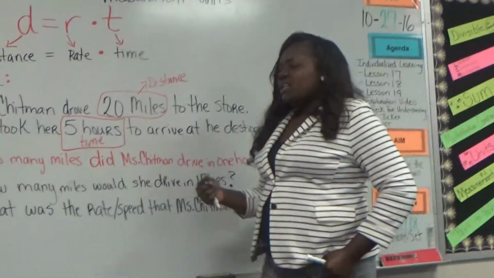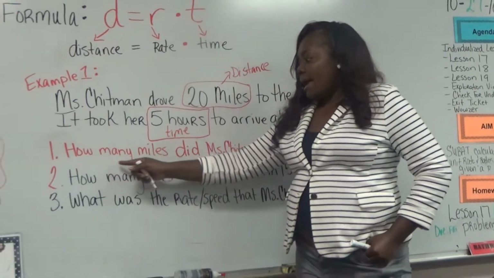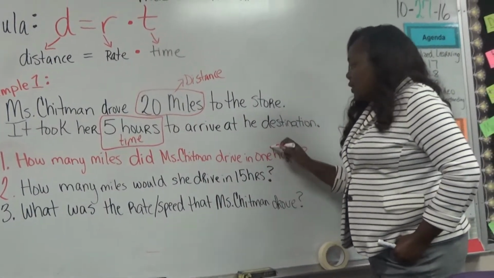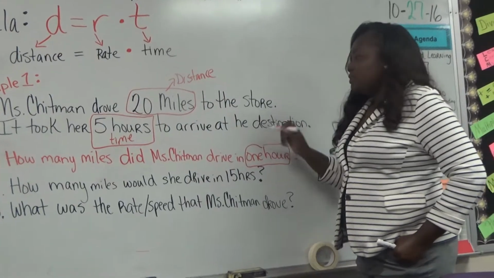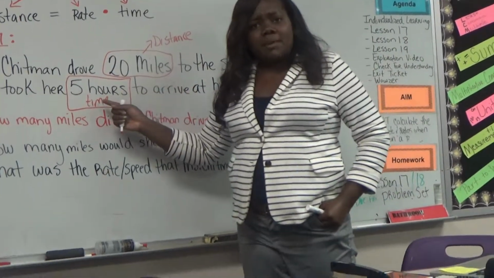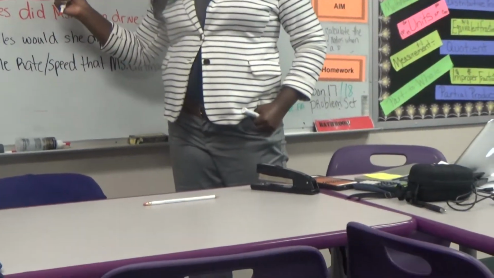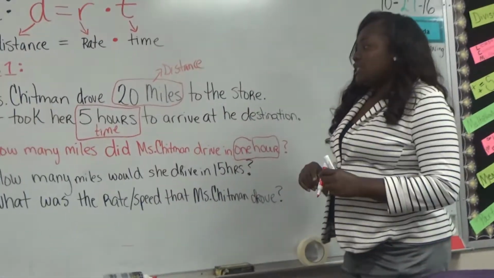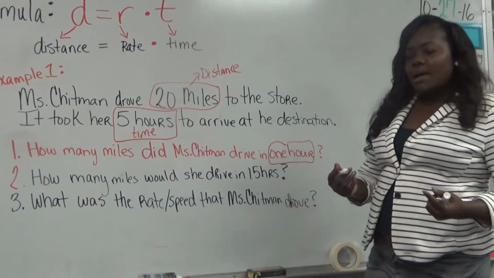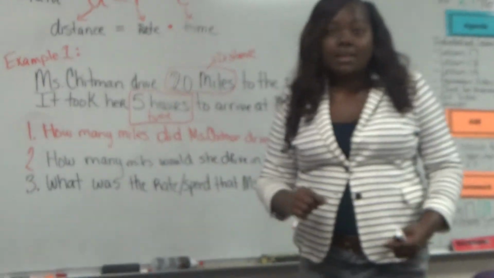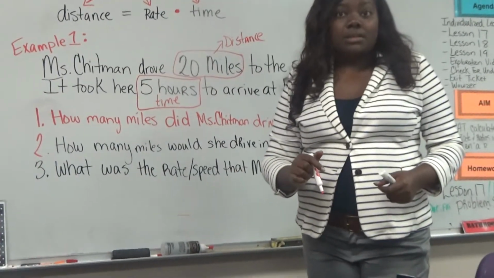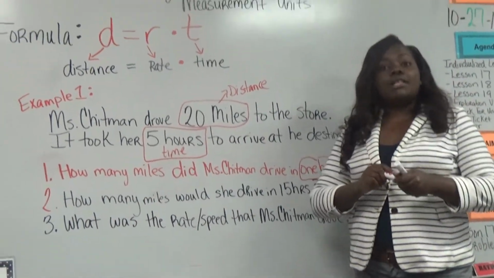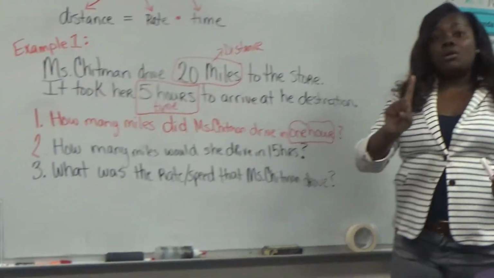Now that we have those things labeled in our example, we're going to go to our questions. Question 1 says, how many miles did Miss Chipman drive in one, keyword 1, hour? Does it tell me how many miles I went in 1 hour? No. It tells me how many miles I went in 5 hours. So, to find out how many miles I went in 1 hour, I have to find the rate. What kind of rate? The unit rate. The unit rate tells me how fast I go in 1 hour.